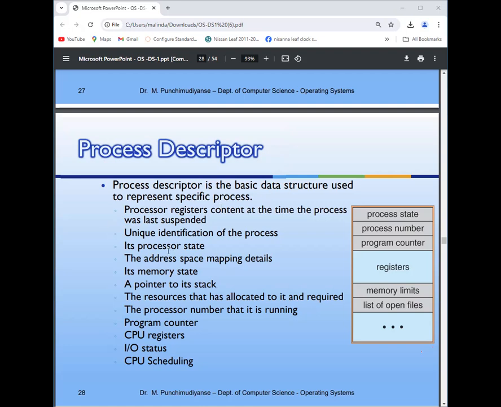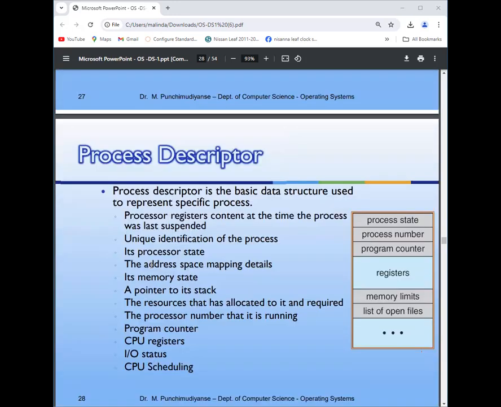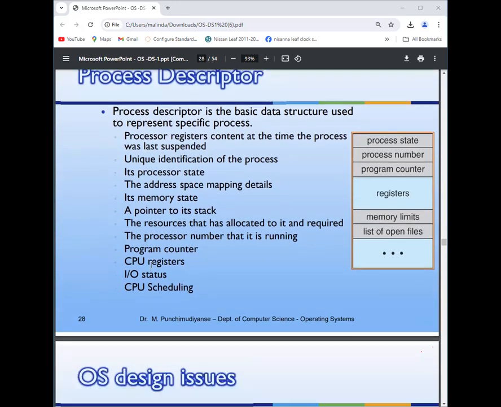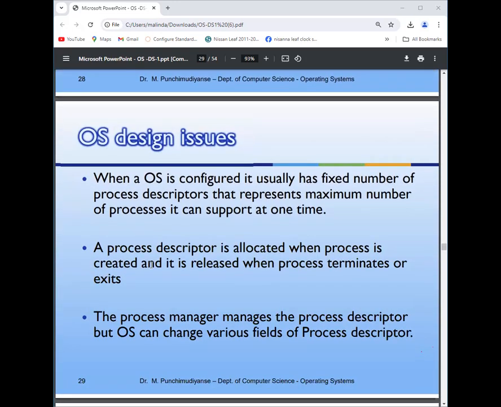So in the book, I have given the entire set of fields with the descriptions. So I urge you to read them, because there might be examination questions on this particular area. Then we move on to the next slide.